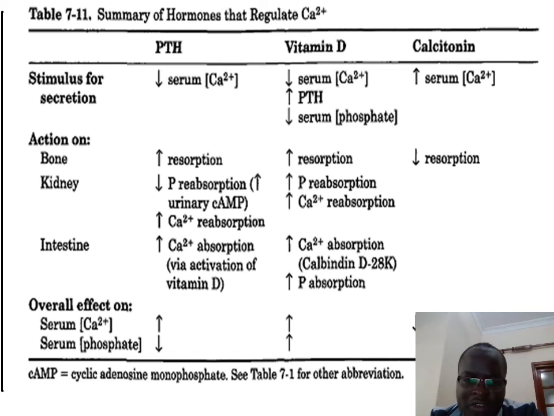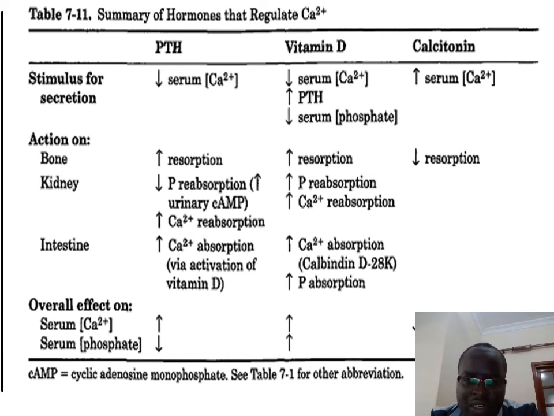What is the stimulus for secretion or activation of vitamin D? A decrease in the serum concentration of calcium will activate vitamin D, because parathyroid hormone, which is increasing here, can also activate vitamin D. An increase in parathyroid hormone will also increase the presence of the active form of vitamin D. The decrease in serum phosphates will also increase the secretion of the active form of vitamin D.